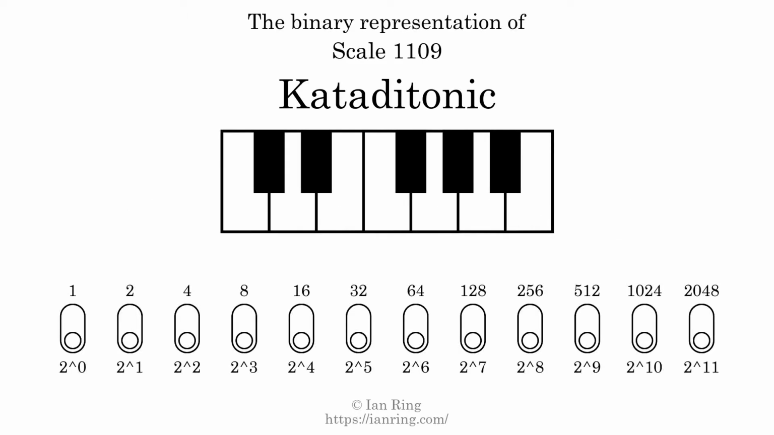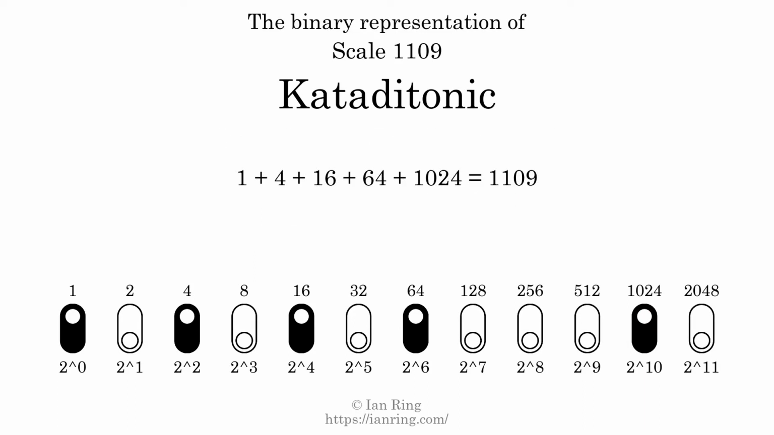The binary representation of this scale is determined by mapping tones of the scale to binary digits. Each binary digit represents a power of 2. To get the scale number, we add the powers of 2 together. The powers of 2 that are present in the scale, all added together, equals 1109. That is why the scale number, in decimal, is 1109.